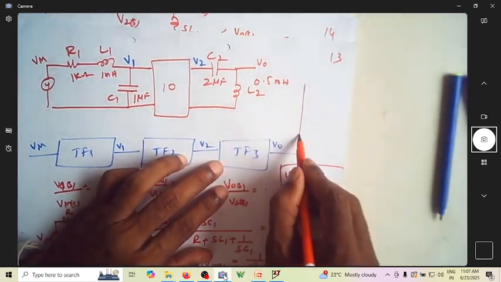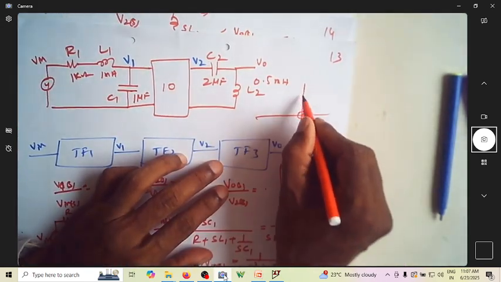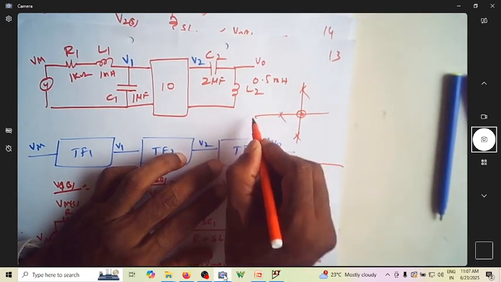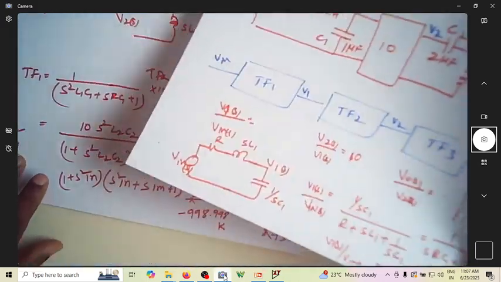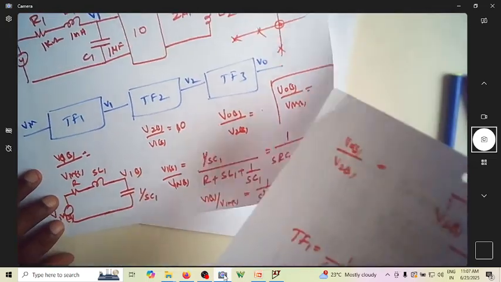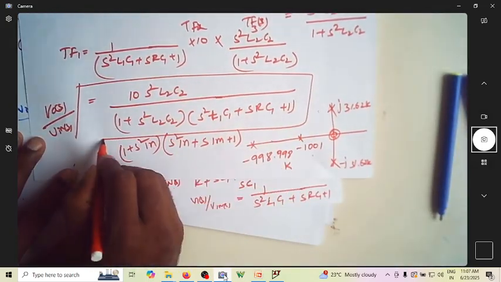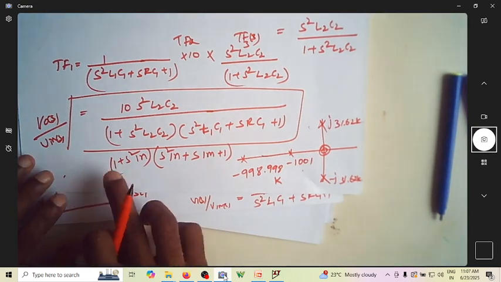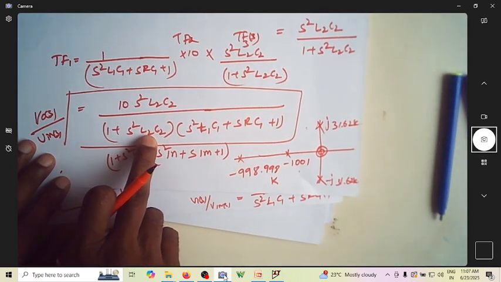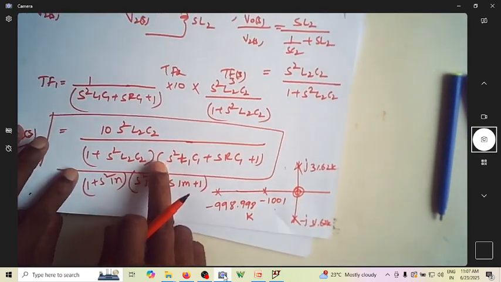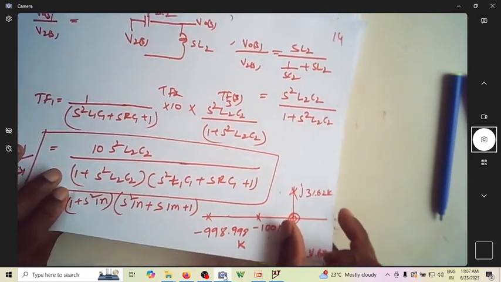You have something like this. This is this, and you have this here, this here. If you want to simply write the transfer function, the transfer function is only this. If you want to exactly locate the poles, substitute the values of each inductor and capacitor, and you will get the pole positions.